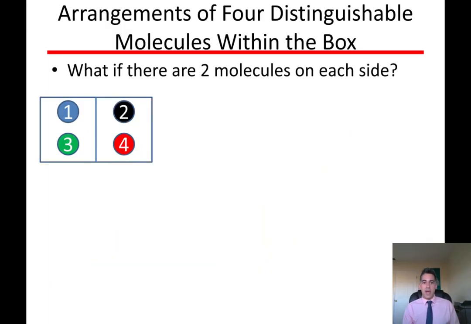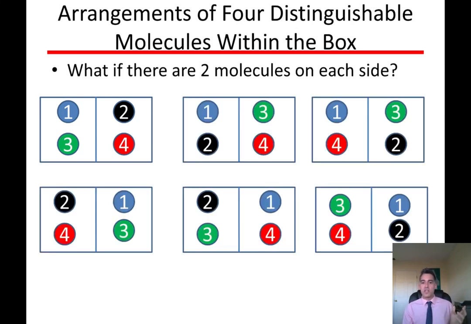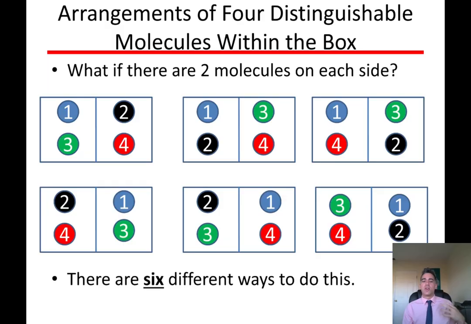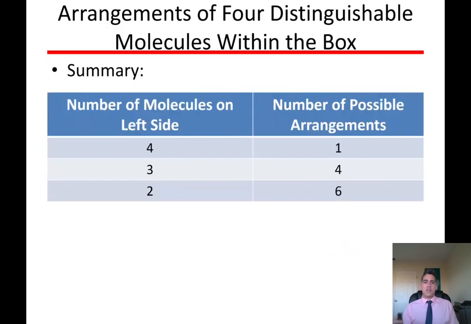We can further distribute the mass through the box and now look and see what happens if you have 2 molecules on each side. You can draw out all the different combinations if you want, and what you'll find is that there are 6 different ways that you can do this. Just to summarize, when we had all 4 molecules on the left-hand side, there was only one possible arrangement. When there are 3 on the left side, there are 4 possible arrangements. And when there are 2 on the left side and 2 on the right side, there are 6 possible arrangements.